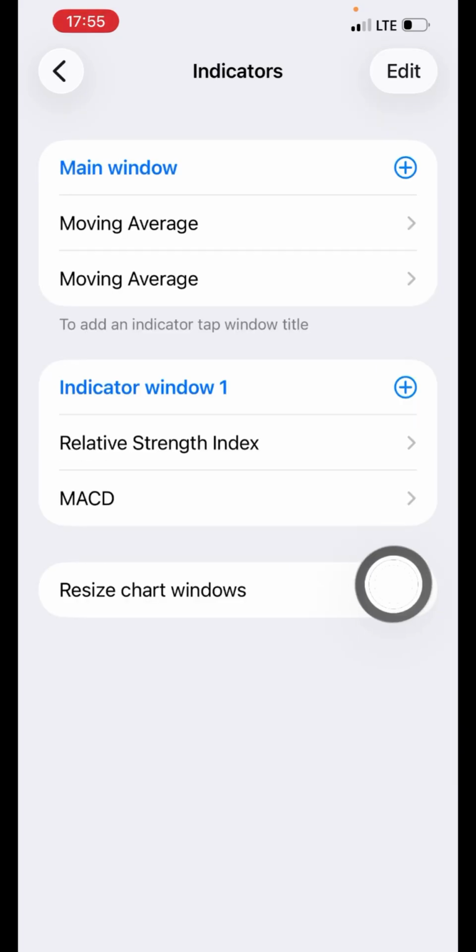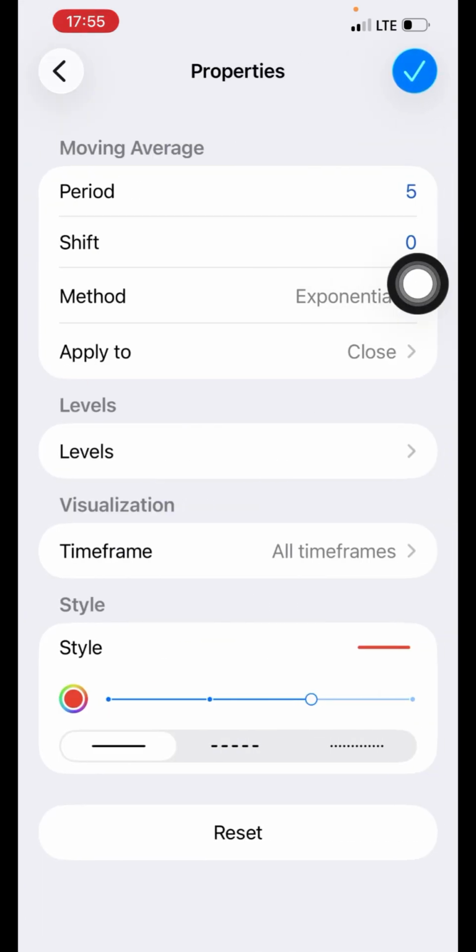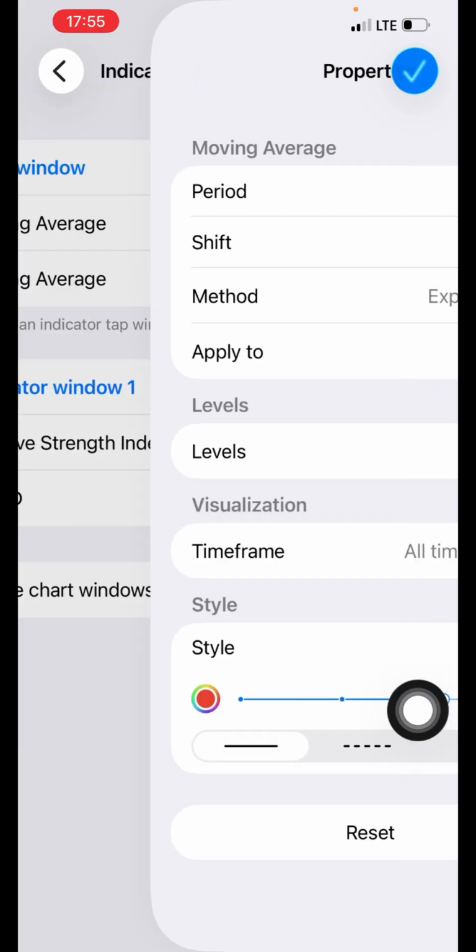For the next indicator, which is our second moving average, you are going to be clicking on the main window plus icon again. You search for your moving average. These are the properties. For this one, you are going to make the period 5, shift is 0, method is exponential, apply to close. The style, you make the color red this time. Then you make the pixel 2. After that, you click on done.